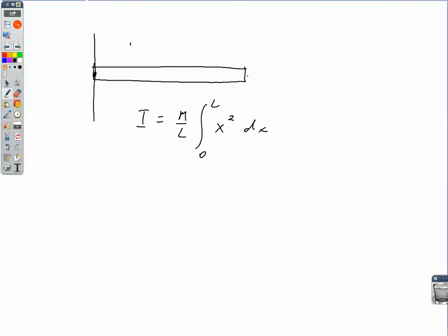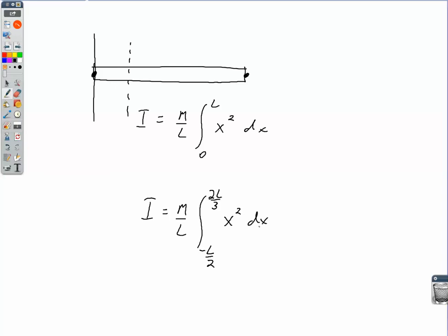What if they wanted it at like 1/3 of L? L over 3 is our axis of rotation. So then that's going to be same m over L out front. That's never going to change. Now we're going to go from starting position, which is here, negative L over 3, to ending position over here. That's going to be positive 2L over 3. So those are going to be our limits of integration that time.